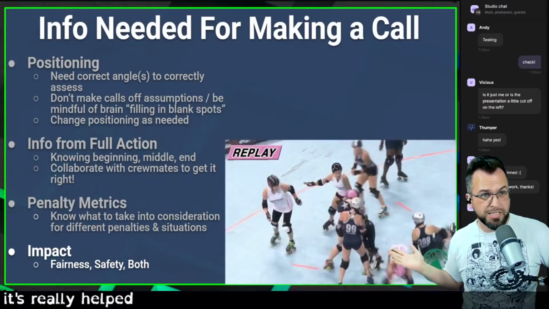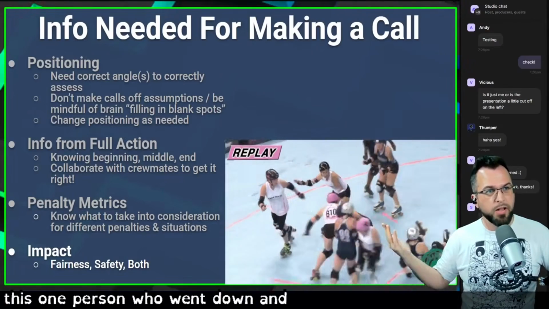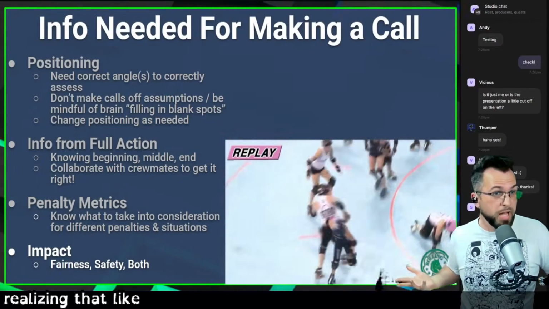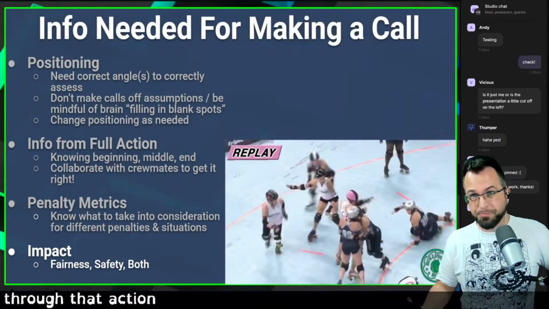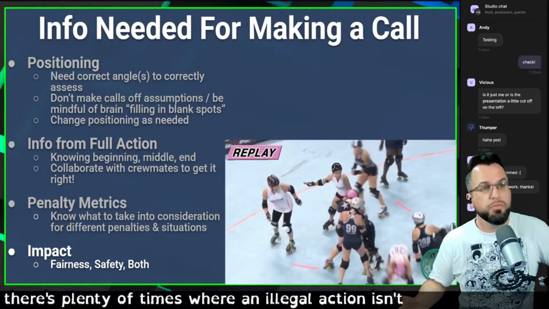It's really helpful in instances like this, so you're not just staring at this one person who went down and thinking about that, not realizing that there wasn't really impact on anybody else through that action. There's plenty of times where an illegal action isn't penalizable because it didn't have enough impact on the game.